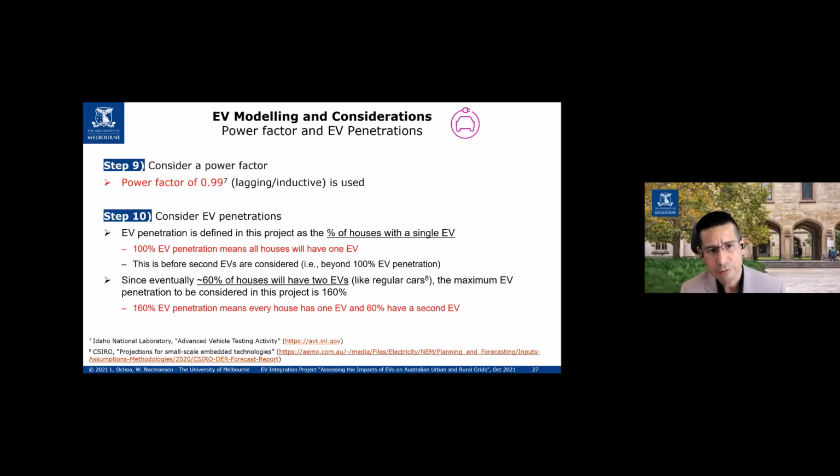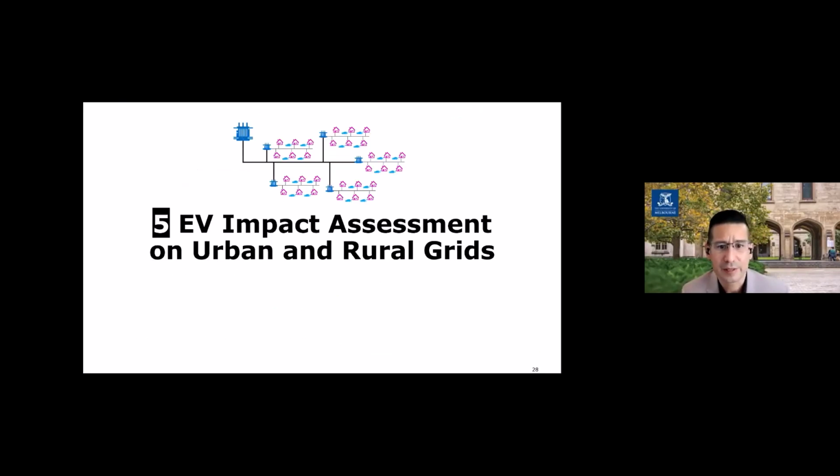Finally, we need to assume a power factor, and based on measurements that have been done in another laboratory, it's around 0.99, inductive or lagging power factor. And then, in terms of penetrations, what we're going to look at is one electric vehicle per house up to 100%, and then beyond that, no more than 60% of the houses with 2 electric vehicles. So our penetrations will go from 0 to 100, and then 100 to 160%. All right, so those are the considerations. Now let's get into the results.